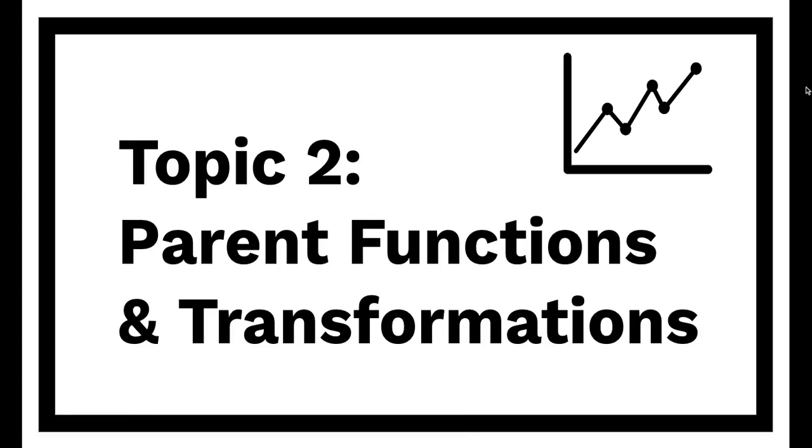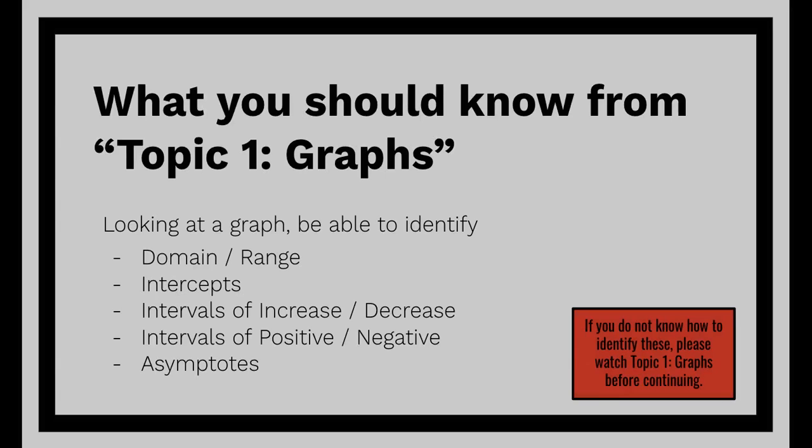Topic 2 is over parent functions and transformations. What you should know from topic 1, covering graphs. Looking at a graph, you should be able to identify domain and range, x and y intercepts, intervals of increase and decrease, intervals of positive and negative, and the asymptotes. If you do not know how to identify these, please watch topic 1 before continuing with this topic.